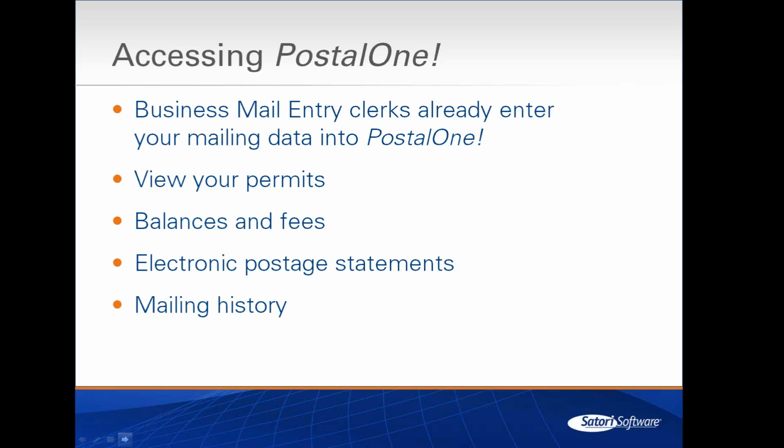Now, in addition to that, you can use electronic documentation to send that information electronically, so the clerk doesn't have to retype that information, and there's, of course, the chance for error if they do so. In addition, as a mailer, you have access to your permit information. You can take a look at your permit balances and any fees that might be applied to your account. You can view all of your electronic postage statements online, and if you need to, you can cancel them. You can also take a look at your mailing history, which gives you an idea of what you've been doing, and you can see how your mailings have progressed over time.